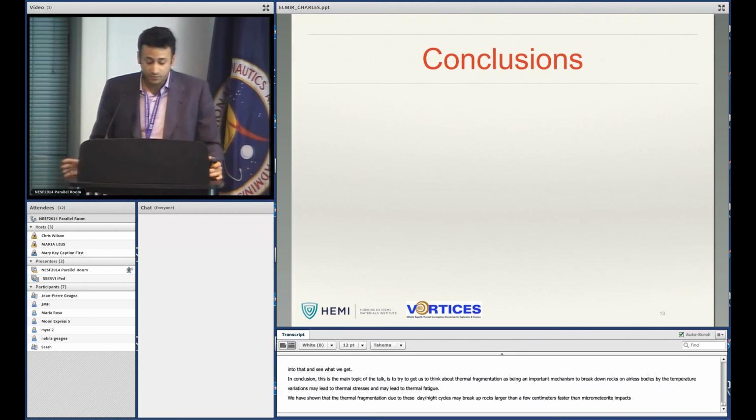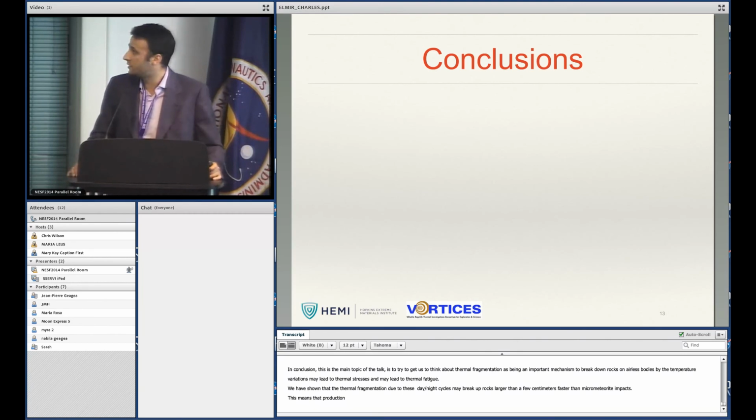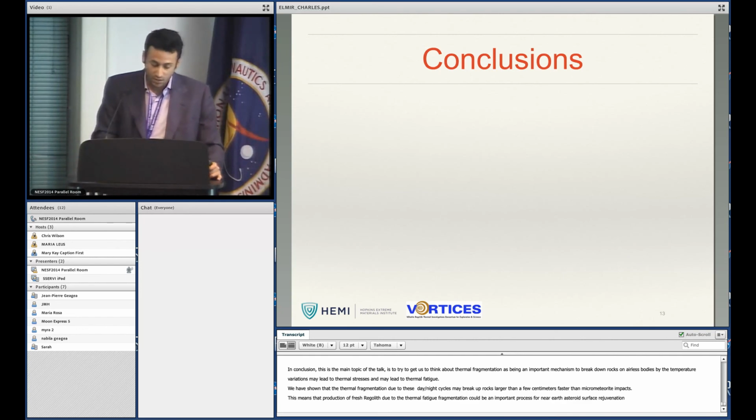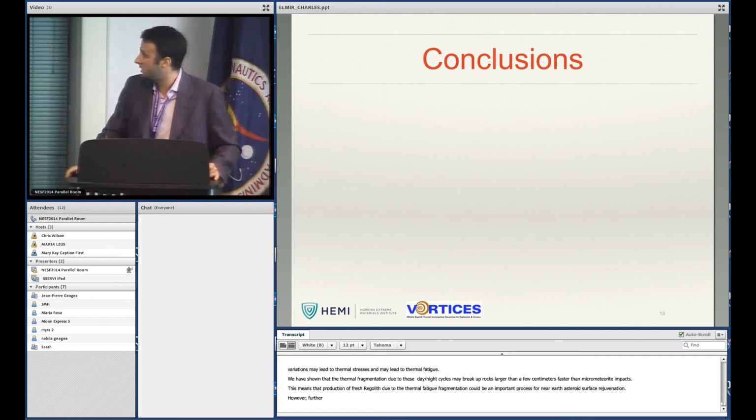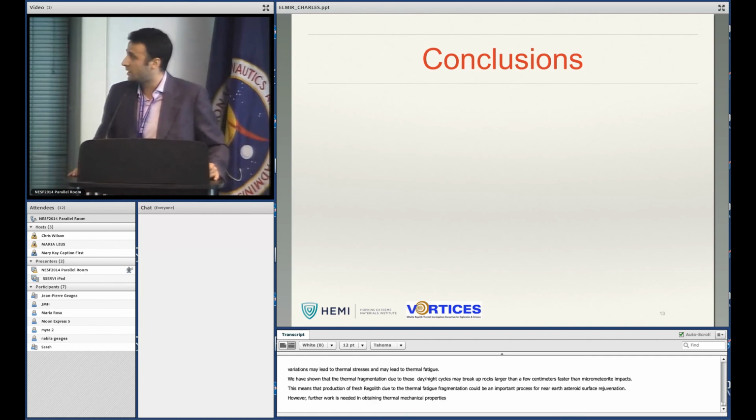And this means that production of fresh regolith due to the thermal fatigue fragmentation could be an important process for near-Earth asteroid surface rejuvenation. However, further work is needed in obtaining thermomechanical properties of lunar and asteroidal constituent materials, again, to get rid of these uncertainties that we have in our models.